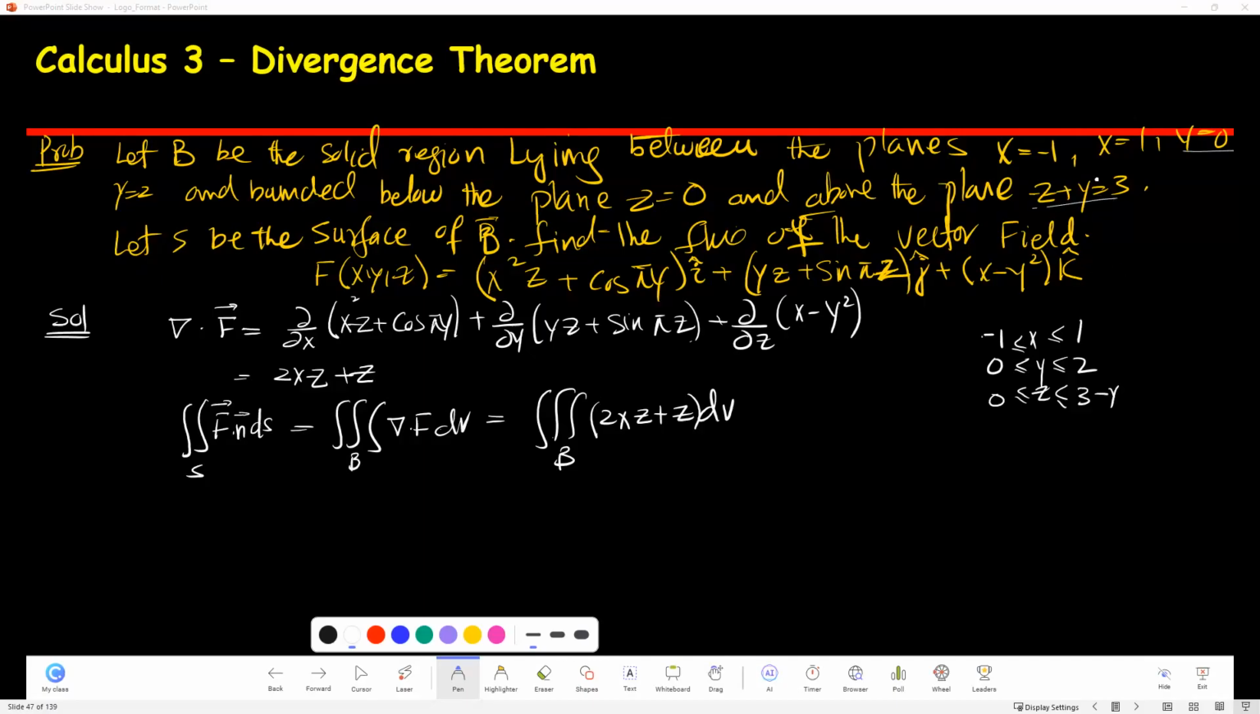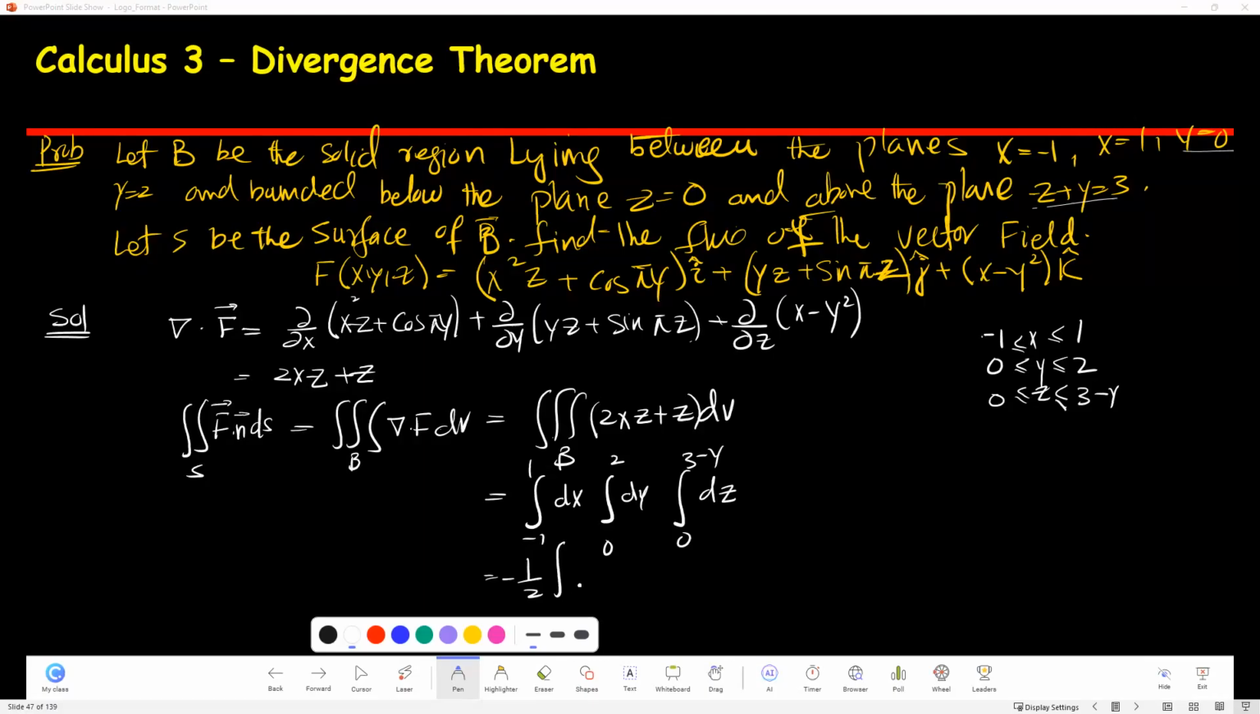So what you do, you take this guy and move the y on the other side, so it becomes z equals 3 minus y. Okay. So I can write this integral in the form of 1, 2, 3, and then split all of them, dx, dy, dz. So I'm going to be writing this, and then minus 1 to 1, 0 to 2, and then 0 to 3 minus y.